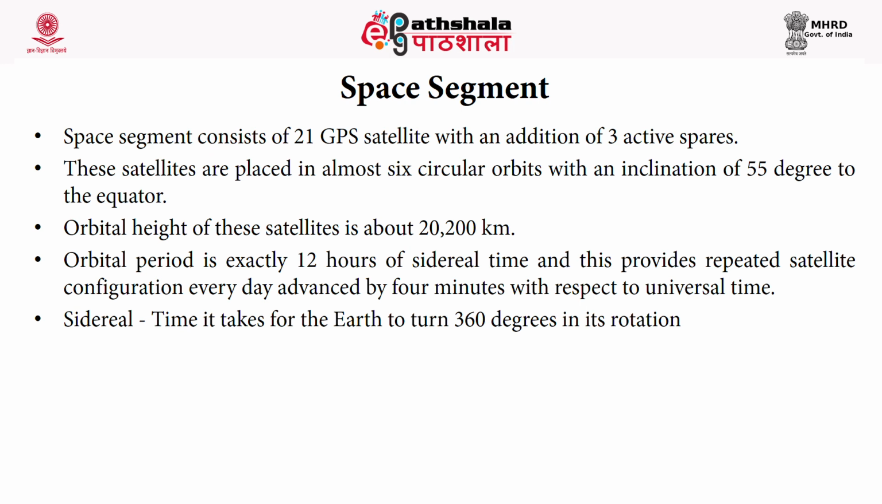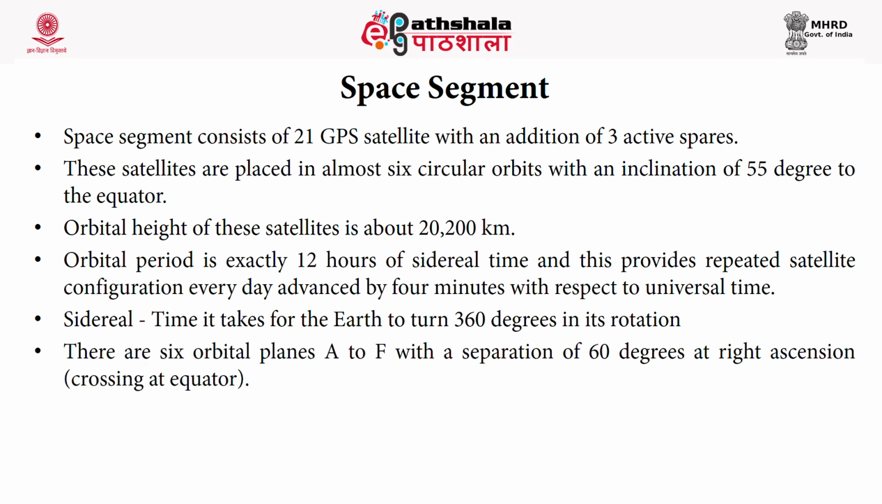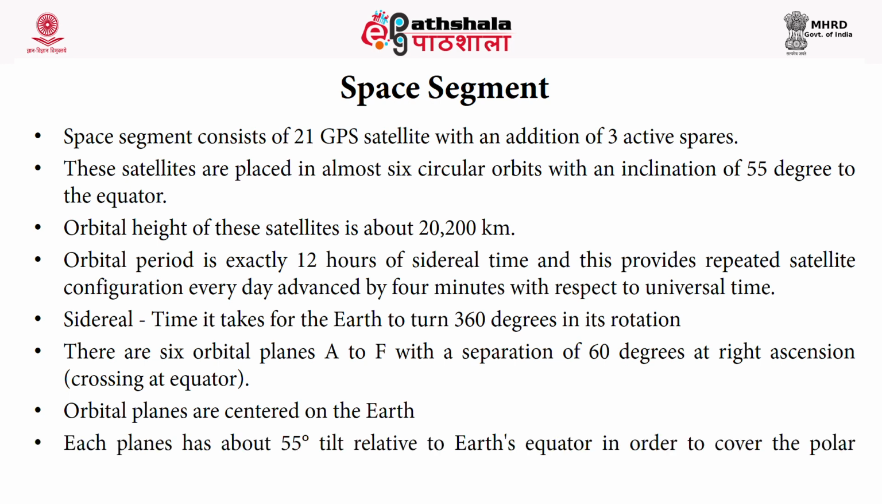Talking about sidereal time, it is the time taken by the earth to turn 360 degrees in its rotation. There are 6 orbital planes from A to F which are at a separation of 60 degrees at the right ascension, which crosses the equator. These orbital planes are centered on the earth. Each plane has about a 55 degree tilt relative to earth's equator in order to cover the polar regions.